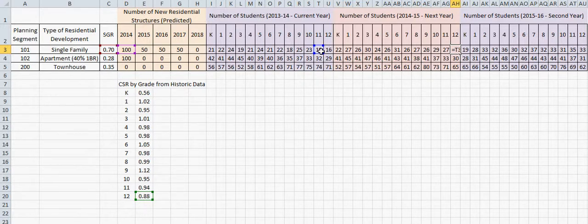So in addition to the 19 students in the 11th grade last year, and the CSR for that transition year, we obtain a prediction for the number of 12th graders. We do this for each grade and for subsequent years, again based on new residential structures.